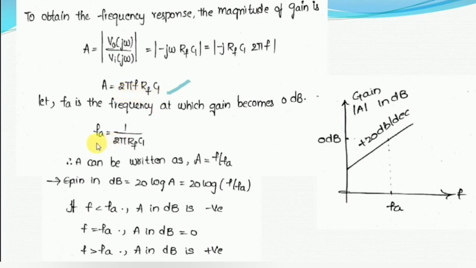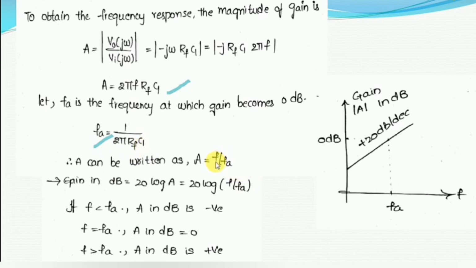Now let us consider 2 pi Rf C1 as one constant. Let us consider it as Fa, one unknown frequency, which is equal to 1 by 2 pi Rf into C1. So let's substitute this Fa in this equation. Finally we can write A as F by Fa. Why is this Fa value constant? Since Rf and C1, the circuit resistance and capacitance, are constant, the Fa value will be constant.